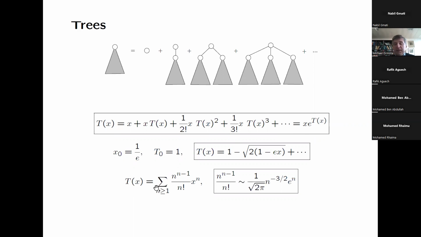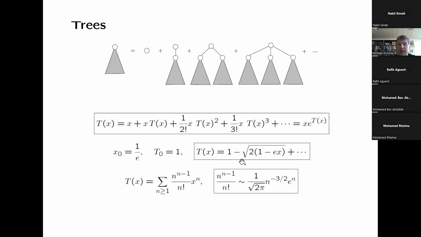And by the way, there is a very nice method, the so-called Lagrange inversion method, that applies to this functional equation to get explicitly these results. And there is another comment that I want to make, namely that we can analyze this functional equation, t equals x times e to the t, and one observes that there is a singularity at 1 over e.